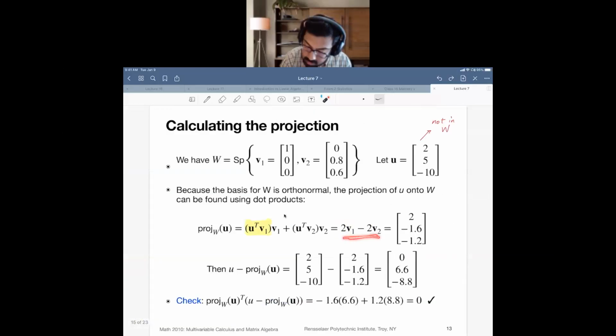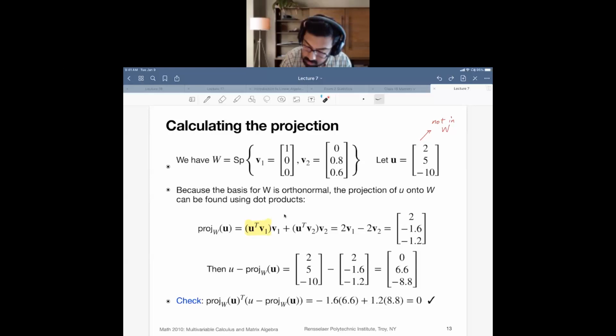That's what this says. And it'll clearly belong to that plane, right? Which is the span of v1 and v2. And now, because we know v1 and v2, you can substitute them over here and find the result. The projection vector is going to be 2, negative 1.6 and negative 1.2. Now, you have the original vector u, you have the projection, which is in w.